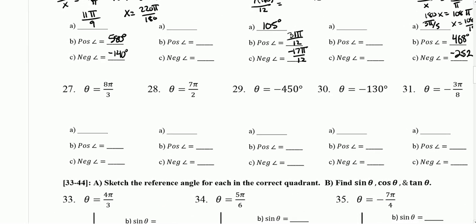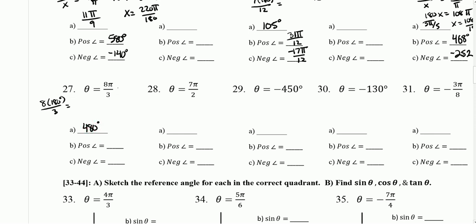27, we're given radians, we want to get degrees, so we're just plugging in 180 for pi. And we get 8 times 60, which is 480 degrees.